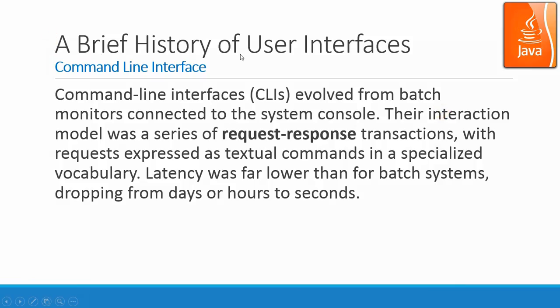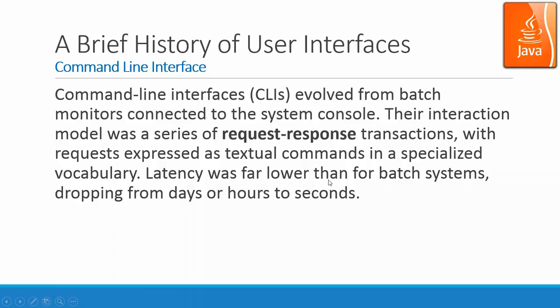Now, let's look at the history of the user interface. The first user interface is the command line interface. Command line interface evolved from batch monitor connected to the system console. Their interaction model was a series of request-response transactions. So it's basically like Q&A sections, with requests expressed as textual commands in a specialized vocabulary. Sometimes we call it keywords.